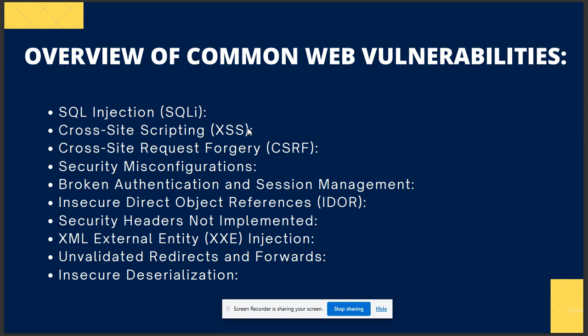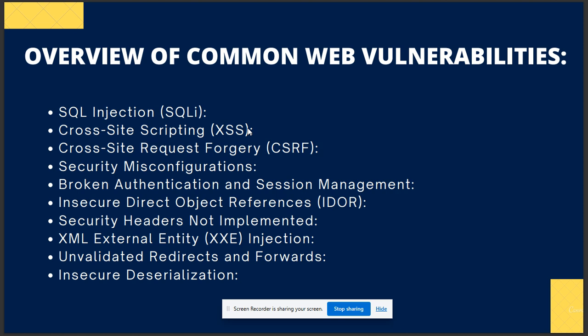And the third one is cross-site request forgery, CSRF. It involves tricking a user's browser into making an unwanted request to the web application on which the user is authenticated. This can lead to unintended actions being performed on behalf of the user. Websites use anti-CSRF tokens in order to ensure that the requests are legitimate and originate from the expected source.